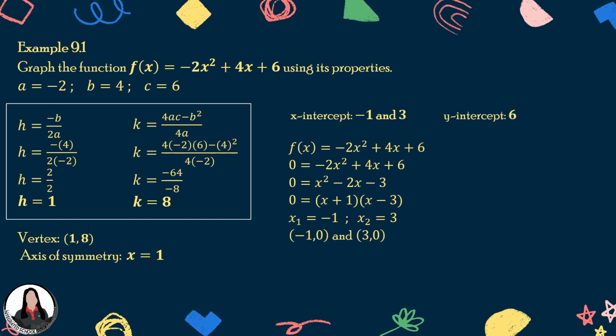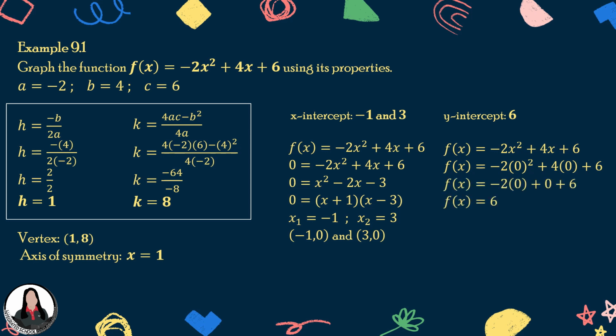Next, for the y-intercept. So for us to get the y-intercept, we have to set the value of x as 0. Okay, again, copying the quadratic function, let us substitute the value of x as 0. Okay, so we have negative 2 times 0 squared plus 4 times 0 plus 6. Simplifying, we have f of x equals negative 2 times 0 plus 0 plus 6. Therefore, f of x equals 6. So the point is 0, 6.